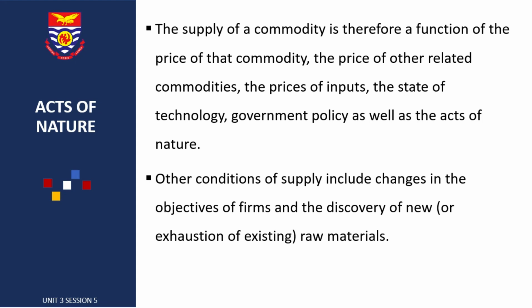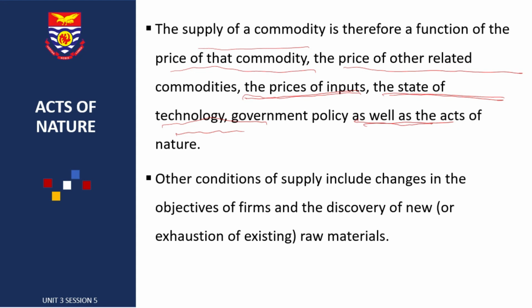So the supply of a commodity is a function of the price of that commodity, the price of other related commodities, the prices of inputs, state of technology, government policy, as well as act of nature. All these influence the supply of a commodity. Now, other conditions of supply include changes in objectives of the firm.